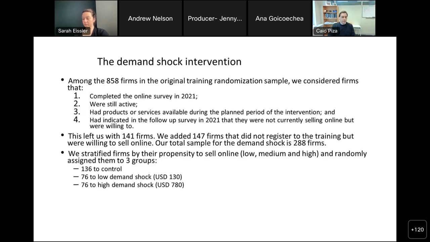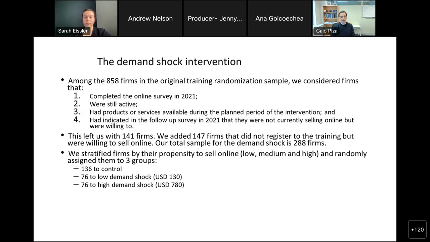So for the demand shock intervention, we did the following. Among the 858 firms in the regional training randomization sample, we considered firms that completed the online survey in 2021, the follow-up survey, were still active in 2021, had products or services available during the planned period of the intervention, which was end of mid-2022, and had indicated in the follow-up survey in 2021 that they were not currently selling online, but were willing to. So we screened all these businesses, and we are left with 141 businesses only.